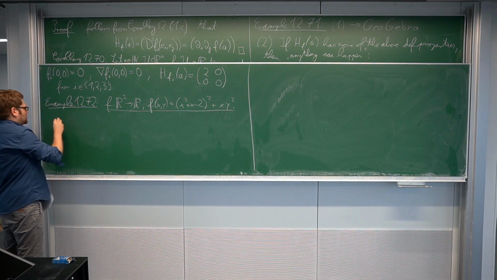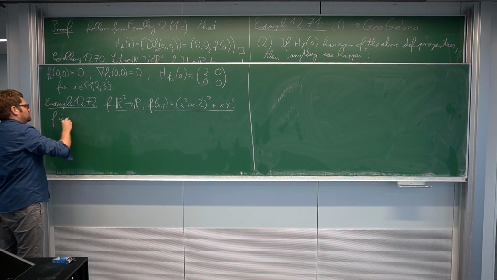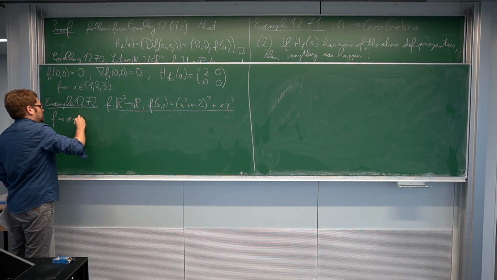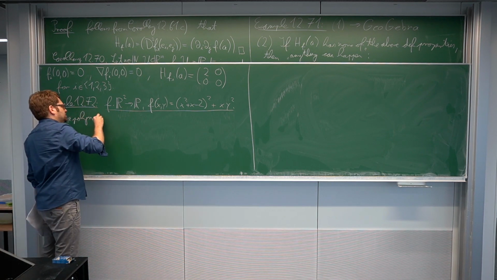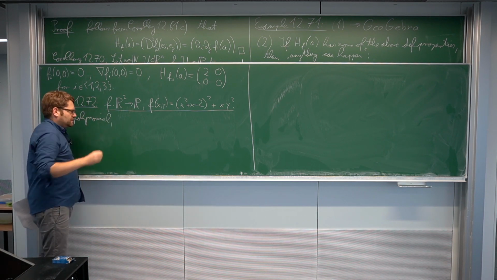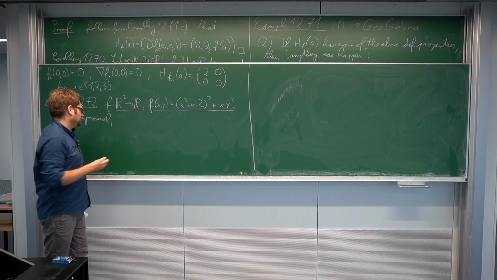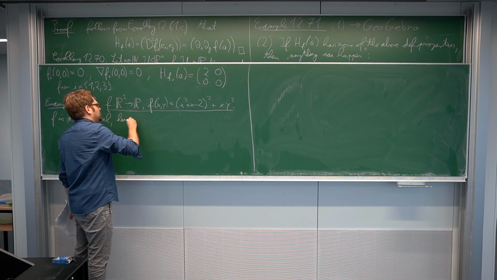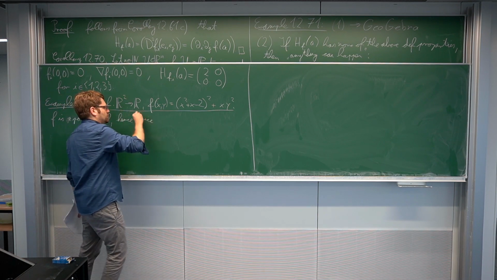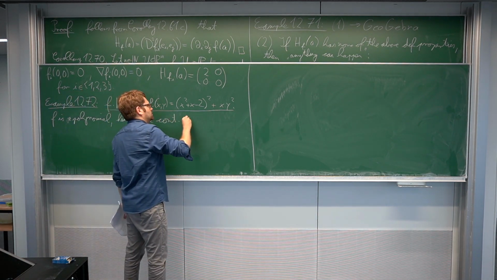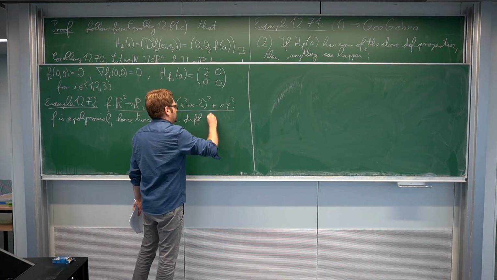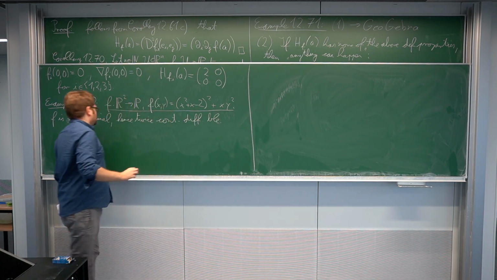So f is a polynomial, and there you can see it's continuously partially differentiable as often as you want. So in particular, it is twice continuously differentiable. And we compute the following.